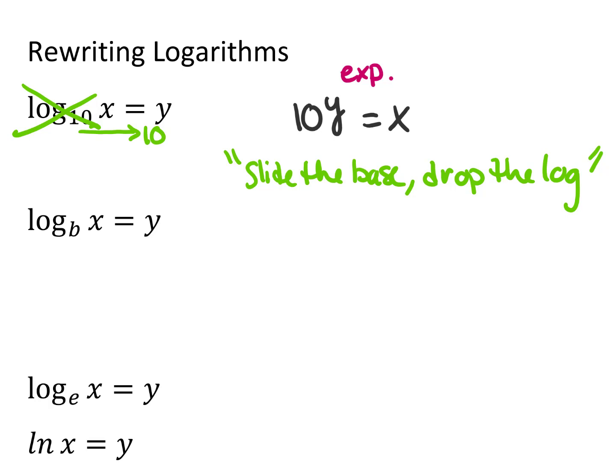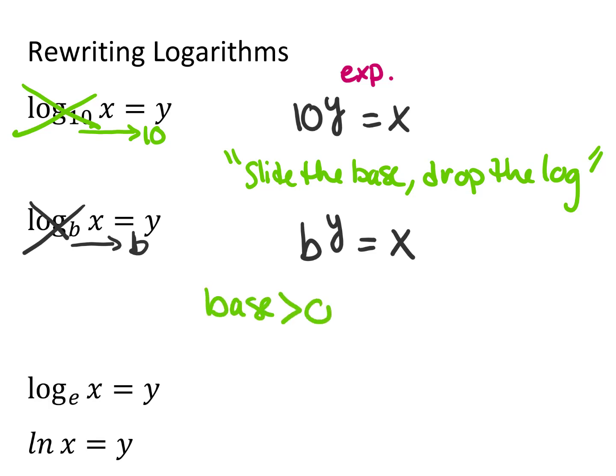Let's try that below. If we slide the base, it becomes the base on the right-hand side, and the y is now the exponent, and we drop the log. So this gets rearranged to be the base of b raised to the exponent of y is equal to x. One really important rule is that a base is always a number greater than 0. You can never have a negative base, and you also cannot have a base of 1. Another rule is that our x value is always going to be greater than 0 as well.